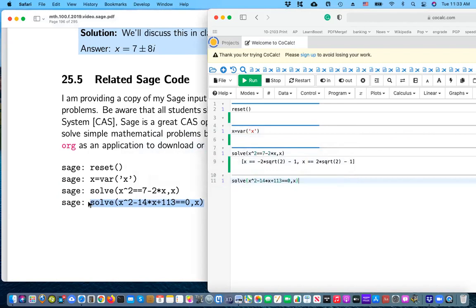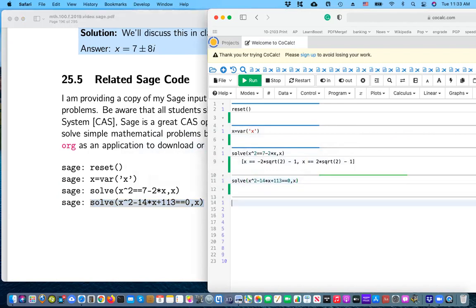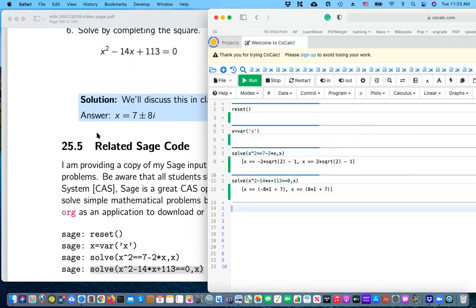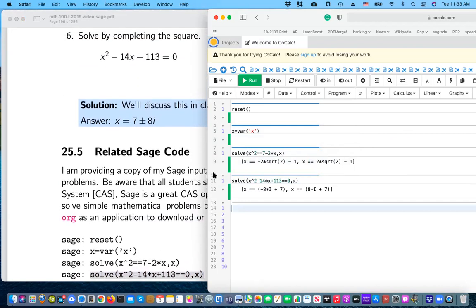So I'm doing a copy paste. Remember, Shift+Return. And I'm seeing something over there. I want to point out where that's coming from. It's the last problem we did, which is number 6. What's the answer? Well, it's 7 plus or minus 8i, exactly what they've got. You might say they wrote it a little funny. Not really, that's fine. It certainly reads the same way. It's 7 plus or minus 8i.